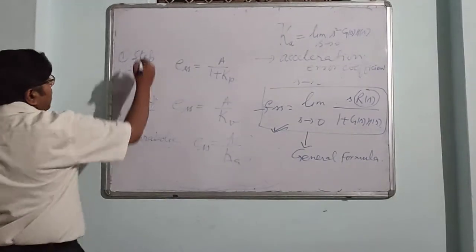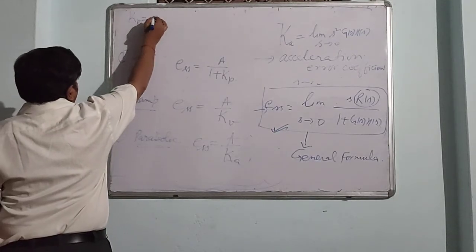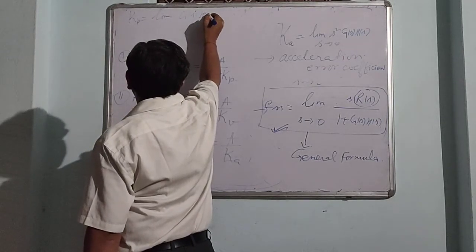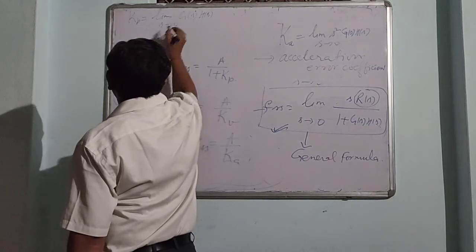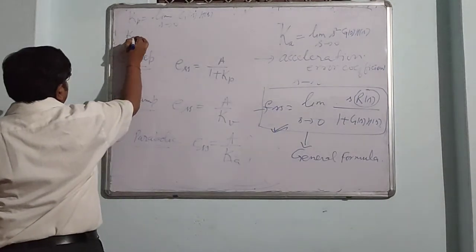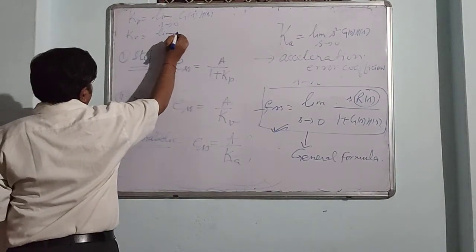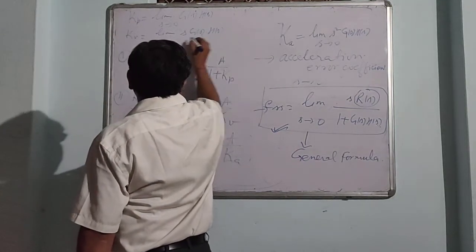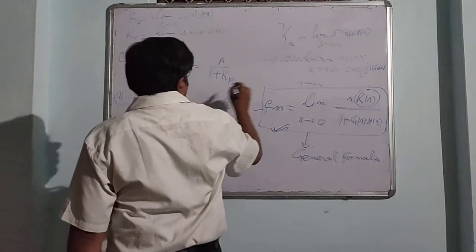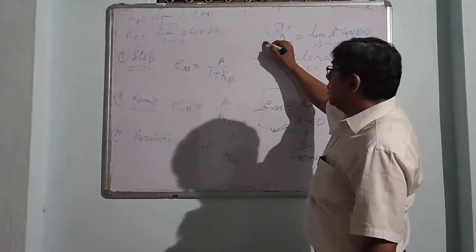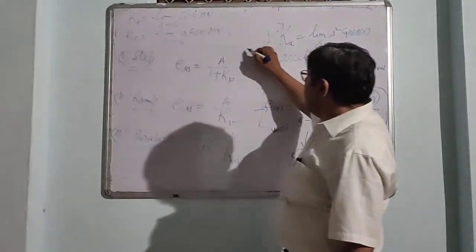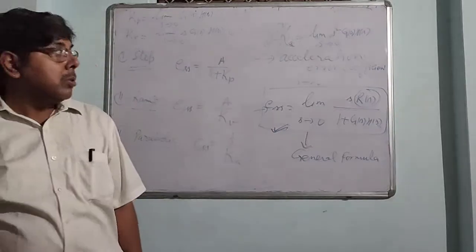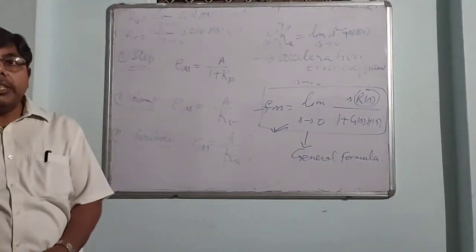where Kp is given by the limiting value of G(s)H(s) as s tends towards 0, Kv is the limiting value of sG(s)H(s), and Ka is the limiting value of s squared G(s)H(s). So this is all about steady state errors.